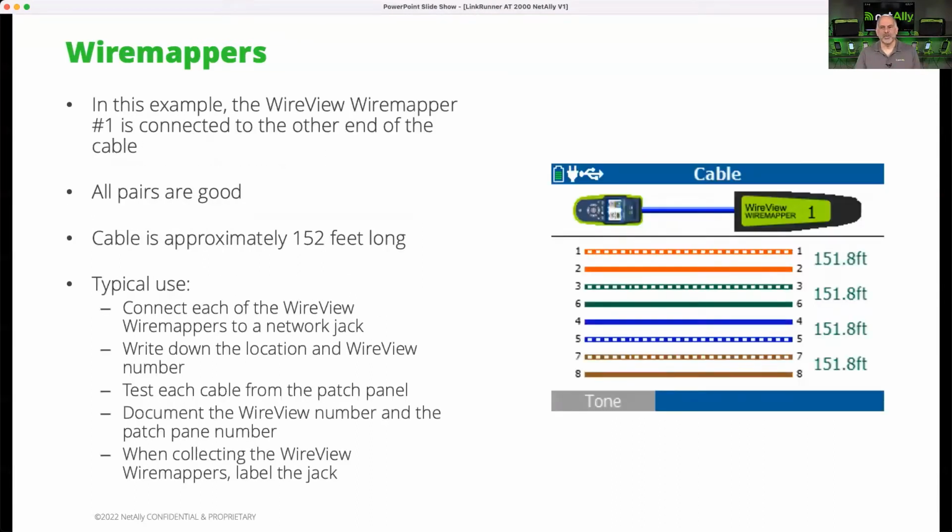So this tells me all my pairs are good. In the case we have up here on the screen, it tells me my cable's about 152 feet long. I can plug the wire mappers into the patch panel, or I can plug the wire mappers into the jacks out there in the offices, write down which jack I plugged it into, go back into the wiring closet, and connect up my LinkRunner AT and see what wire mapper I'm connected to.